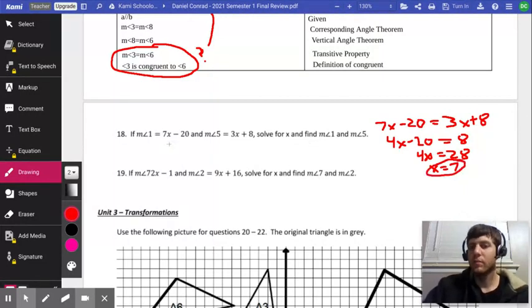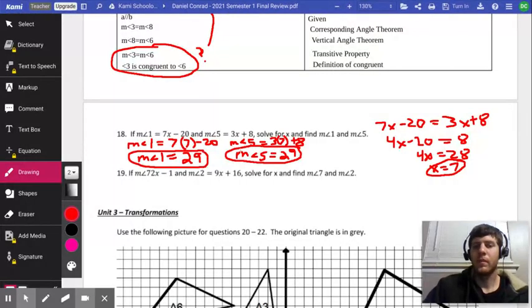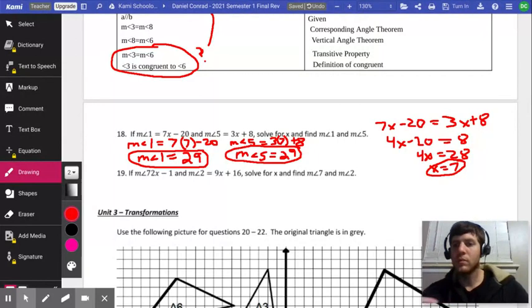Okay, and then we want to find the measure of these angles. So the measure of angle 1, we're going to substitute in the 7. So 7 times 7 minus 20, that's 49 minus 20, which is 29. And then the measure of angle 5 is equal to 3x plus 8. So 3 times 7 plus 8, which is 21 plus 8, which is 29. And that makes sense because those two angles are congruent, so their measures should be equal. So 1 and 5 were corresponding, so we set them equal to each other because the lines were parallel. So corresponding, alternate interior, alternate exterior are congruent. Same side interior, same side exterior are supplementary.